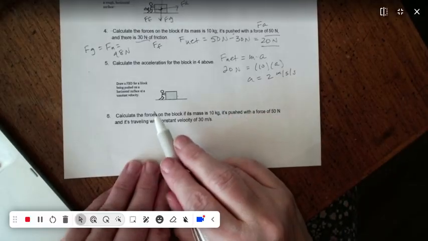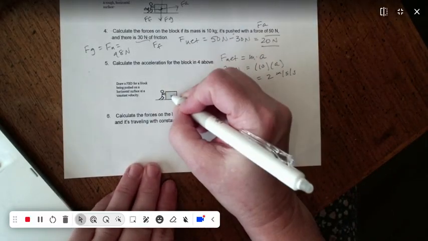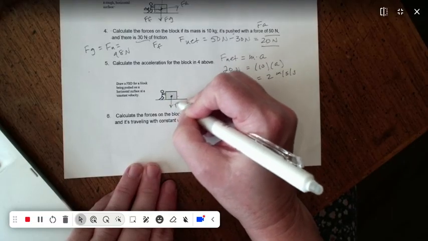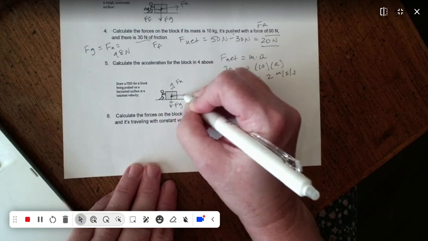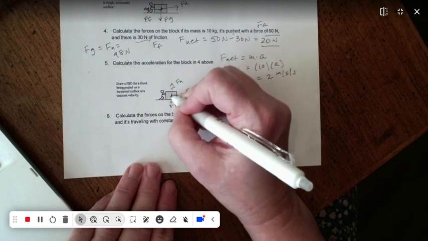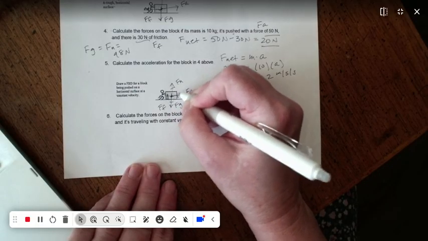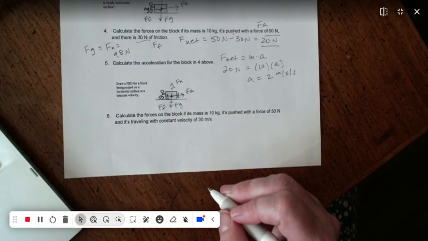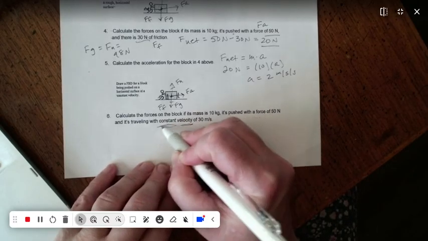And then finally, we're being pushed on a horizontal surface at a constant velocity. So for this one, I have an applied force, I have friction, but they're equal to each other. So I'll make 2 tick marks there. If I'm being pushed with a constant velocity, okay?